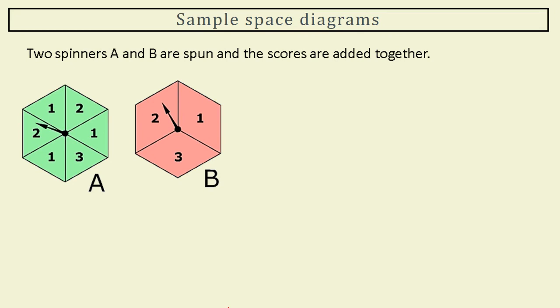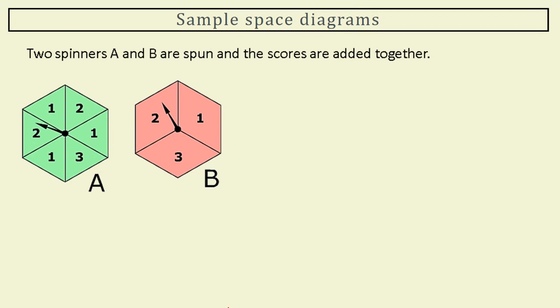And if we look at spinner A, there is only 1 section that's got a 3 on it. There are 3 sections that have got a 1, and there are 2 sections that have got a 2. We're going to spin these 2 spinners and add the scores together, and then we're going to want to think about what's the probability of getting a different score.